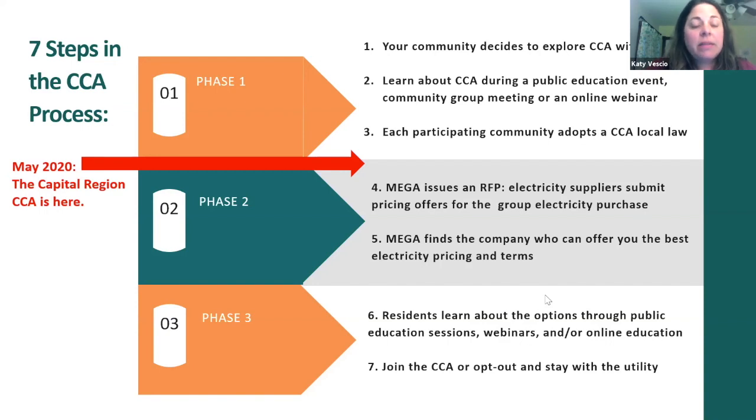So that's step 6. And the final step is the decision on the part of the resident or the small business owner. Do I want to stay with this program and participate, or do I want to opt out? So on the next slide, I'm going to go into a little more detail about the opt-out process and how that would work.